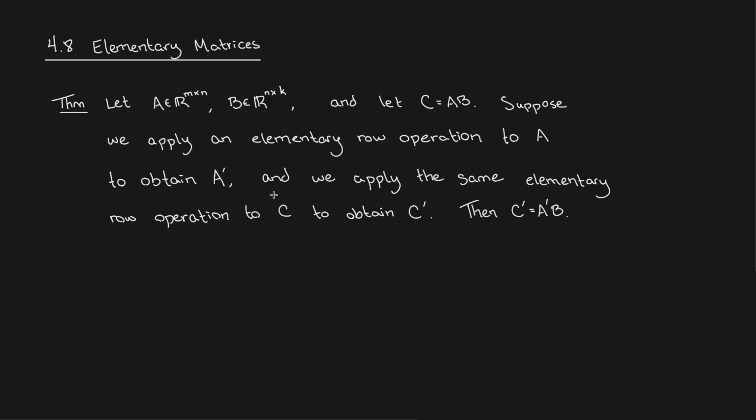Suppose we apply an elementary row operation to A to obtain A prime, and we apply the same elementary row operation to matrix C, the product matrix, to obtain C prime. Then C prime is equal to A prime times B. In other words, applying the elementary row operation to the product after we multiply is the same as applying the elementary row operation to just the left matrix before we multiply. Okay? So let's prove this.